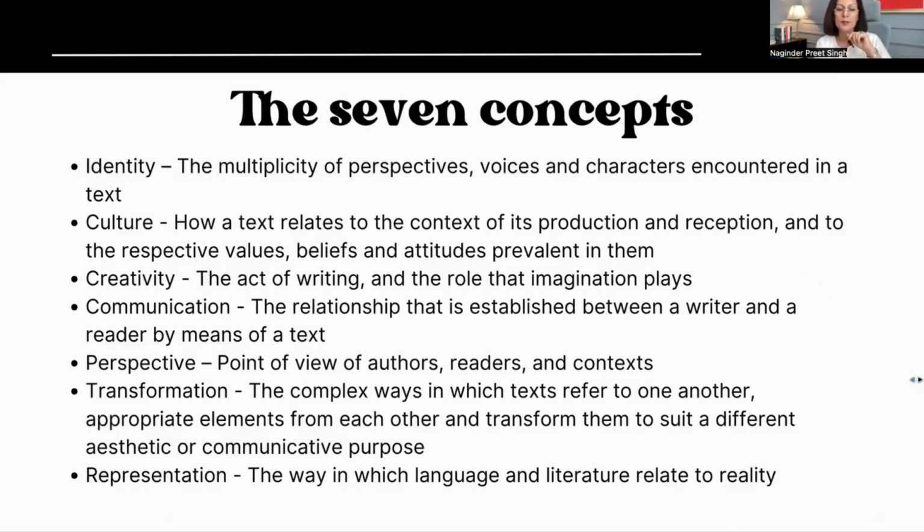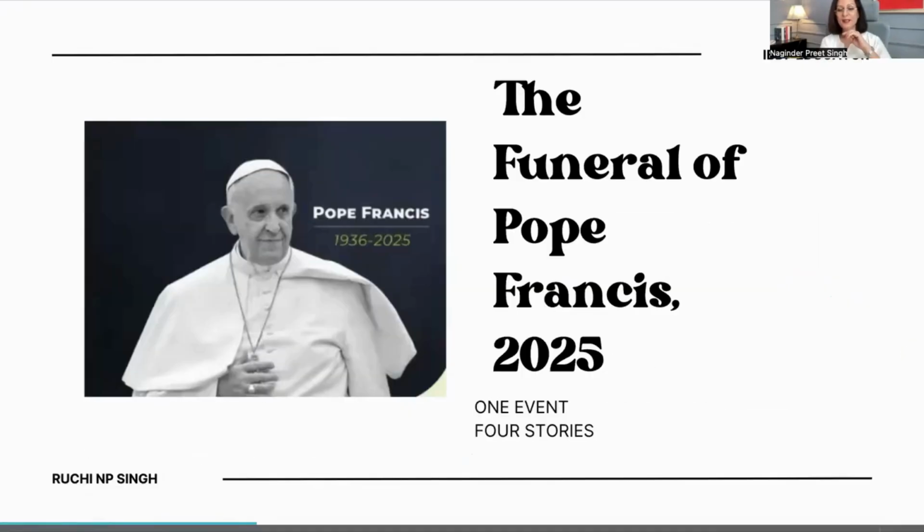The 7 concepts in the IB are identity, culture, creativity, communication, perspective, transformation, and representation. When you look at these different concepts, they help you to understand the text from multiple perspectives and at a deeper level. I'm going to take this example of the funeral of Pope Francis in 2025. There is one event and there are 4 different stories told from it. Let's look at how.